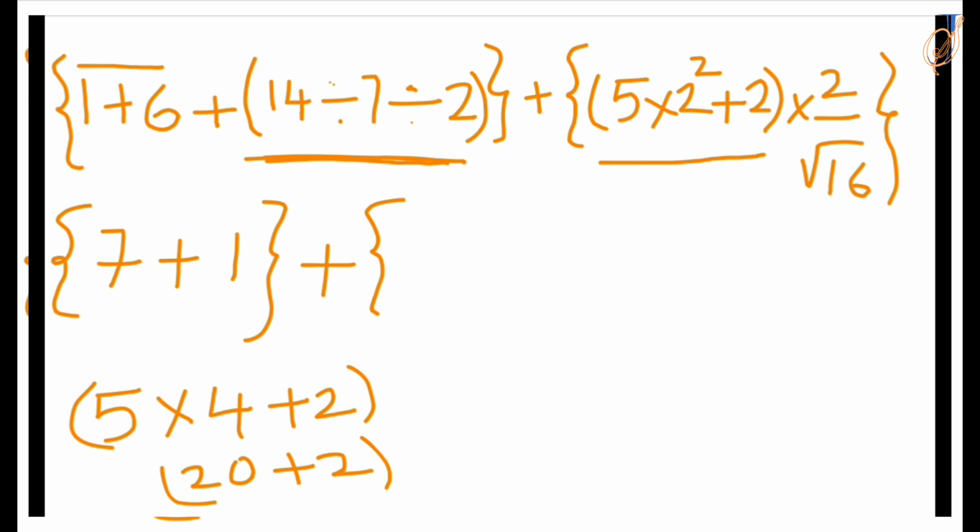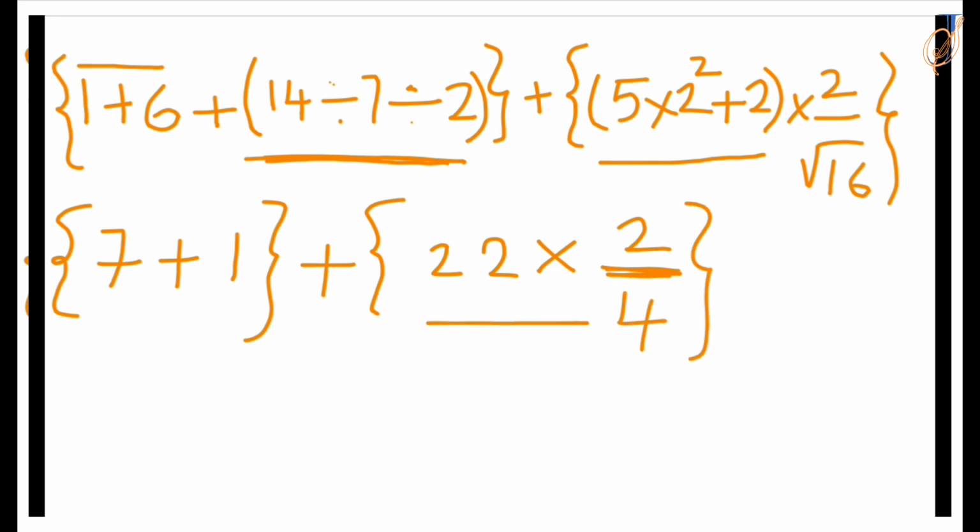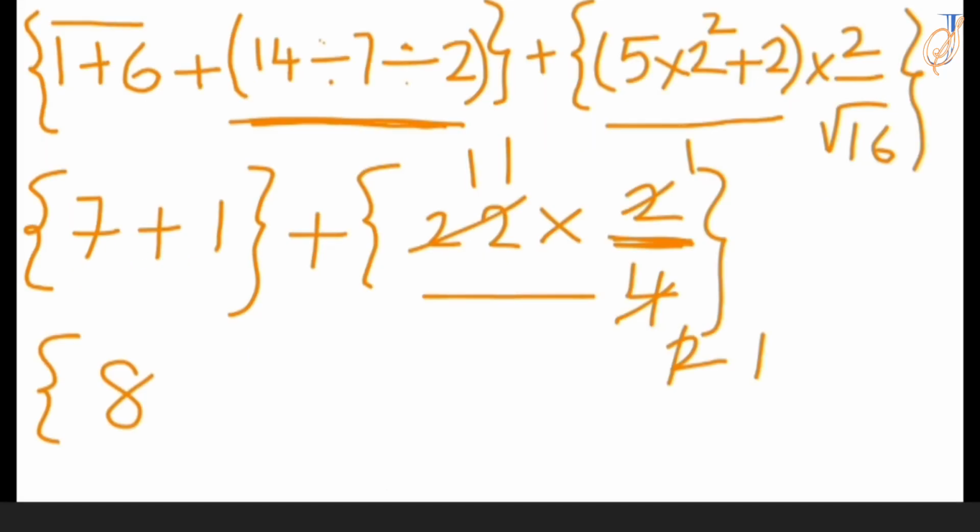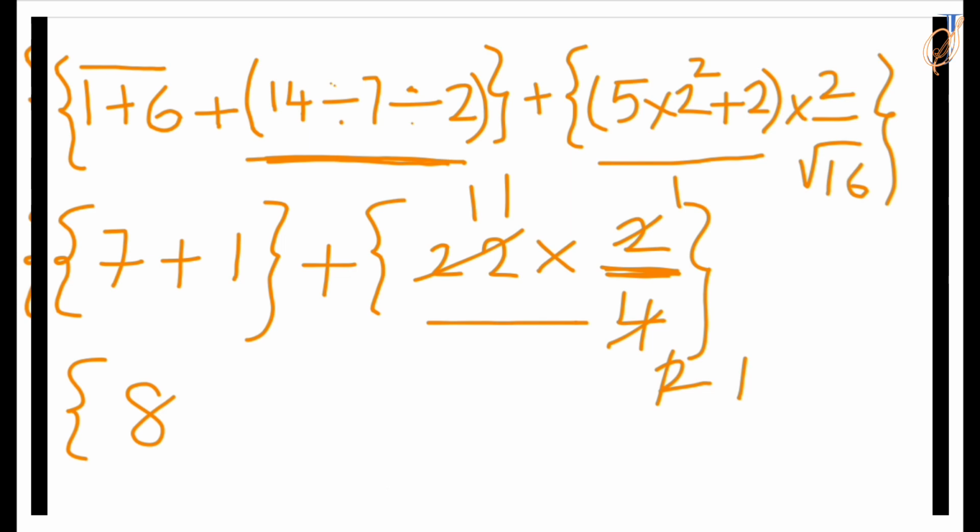So here 22 times 2 to the power of, you have an exponent here. Square root of 16 is 4. Solve it, this 22 times 2 by 4. 2 times 1 is 2, 2 times 2 is 4, and then 2 times 1 is 2, 2 times 11 is 22. 7 plus 1 is 8. You have to remove the curly brackets.